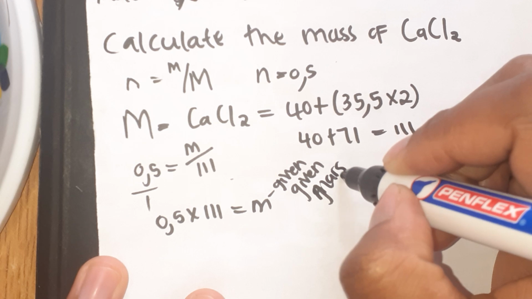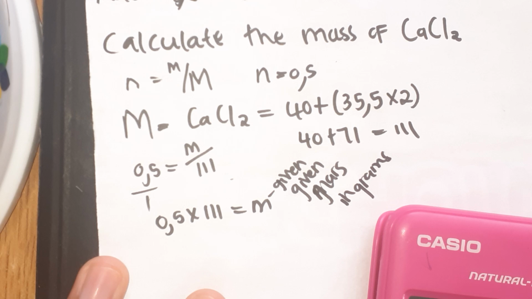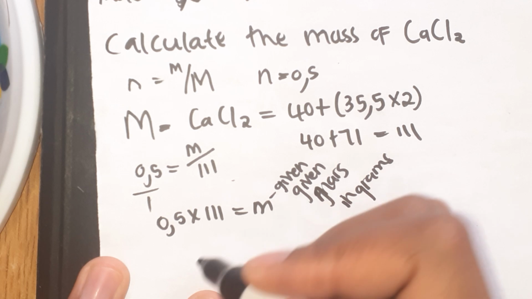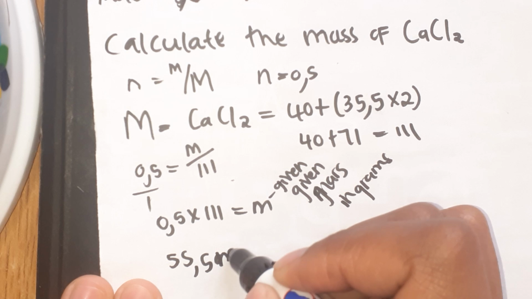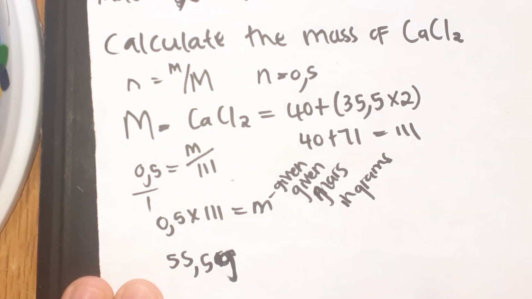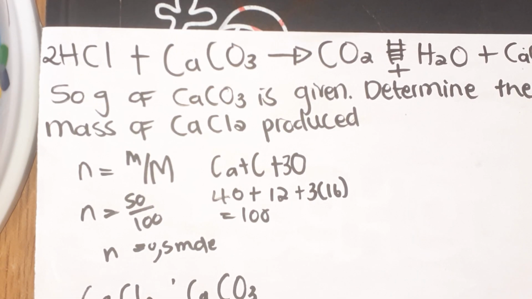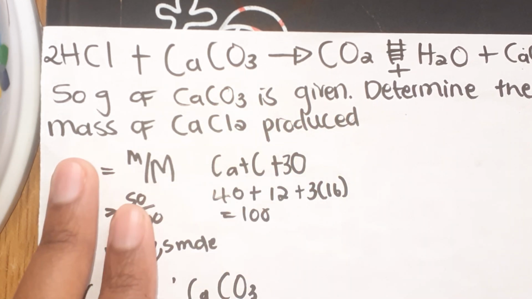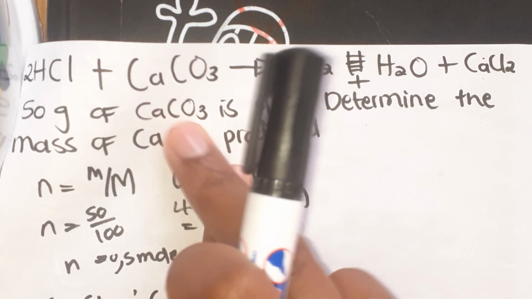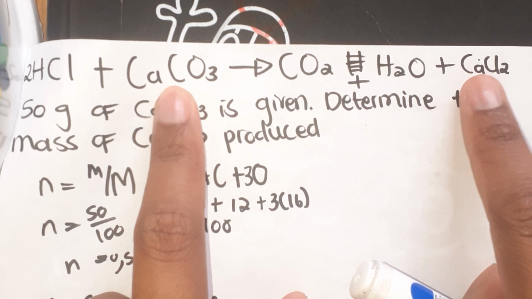Given mass in grams. So when you say 0.5 times 111, that gives us 55.5 grams. So remember, you are given 50 grams of this compound. Determine the mass of another one. This is what you get. This is what you put. This is what you got. So you got this. You need to find the mass of this.